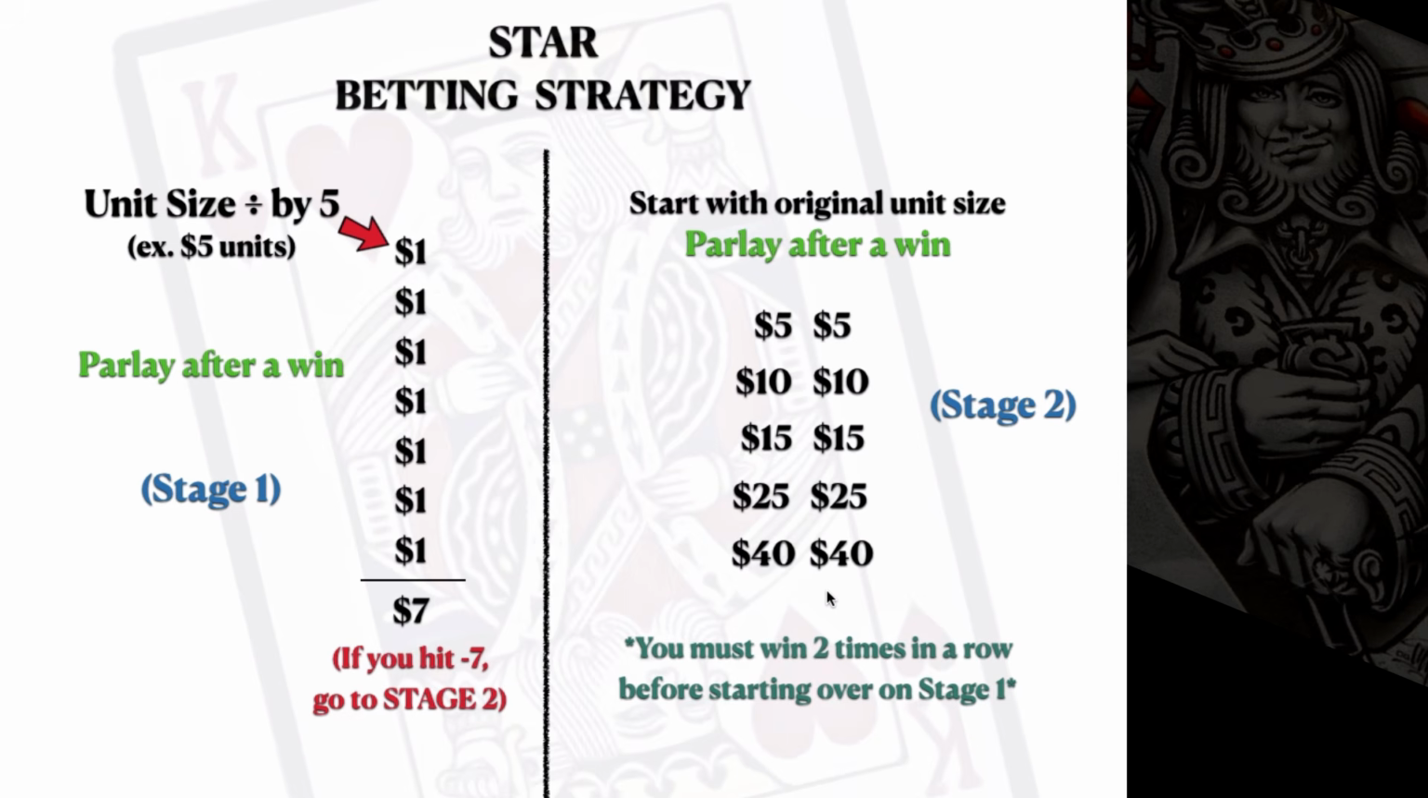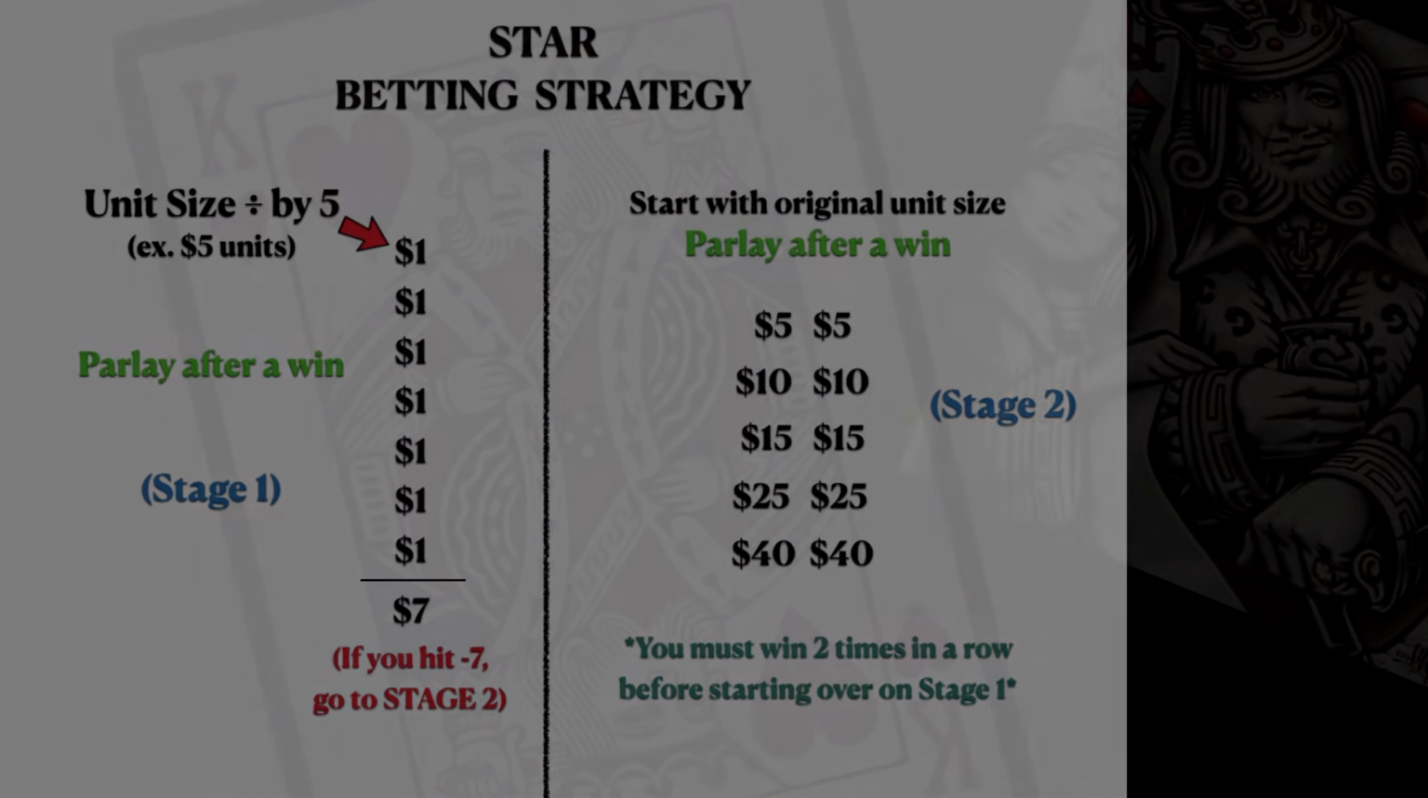Pretty straightforward. This is a good strategy. I like it. You will get the hang of it pretty easily once you start practicing it. Let's take a look at our spreadsheet and go through a couple of examples. So we would start out on stage 1. And if we use $5 units as an example, we will be starting out with $1 bets.